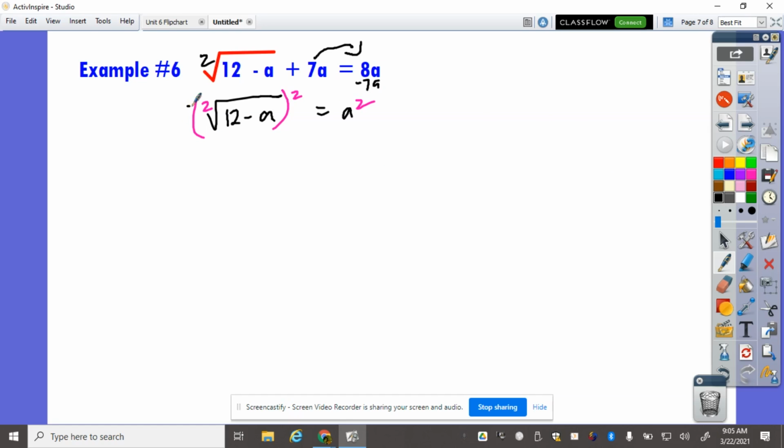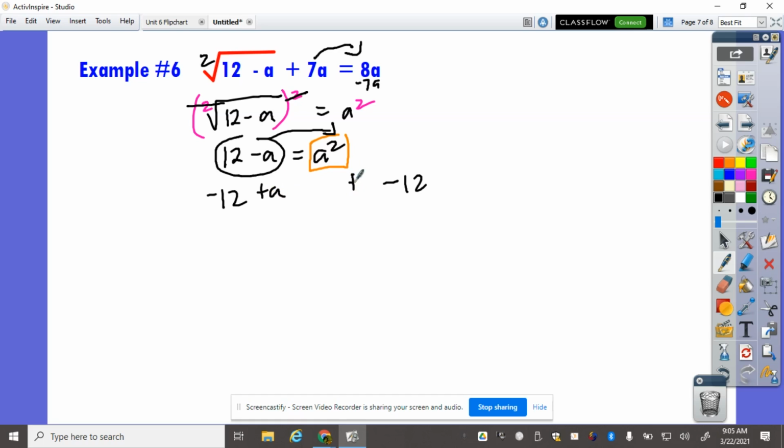When we square that one, this cancels out. That gives us 12 minus a equals a squared. And since here I see an a squared, I will have a quadratic equation here. So in a quadratic equation, one side has to be equal to 0. So I'm going to move this portion here to the other side by subtracting 12 here and adding a here. That makes my equation equal 0, or a squared plus a minus 12.